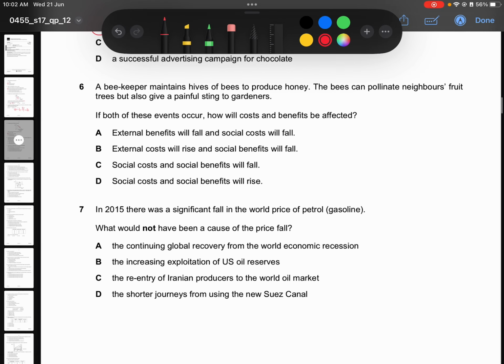Now, a beekeeper maintains hives of bees to produce honey. The bees can pollinate neighbors' fruits, but also give a painful sting to gardeners. If both of these events occur, how will the costs and benefits be affected? Since the bees will pollinate the neighbors' fruits, that's an external benefit, and the stings are also an external cost. So external benefit will rise, external cost will rise. If external benefits rise, your social benefits also rise, and if external costs rise, your social costs also rise. So, hence, the correct option is D, where both of them rise.